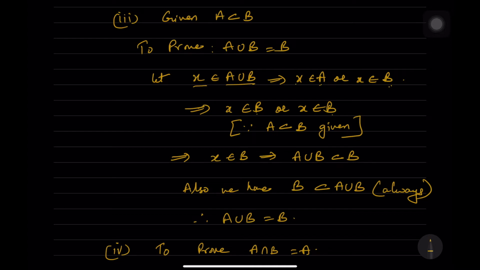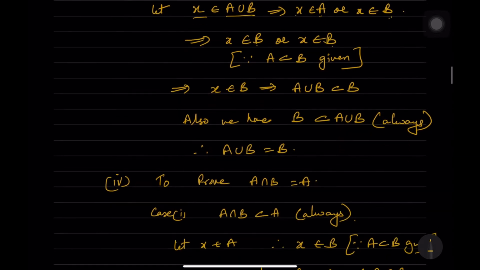Okay, because we have taken that here A is the subset of B. So therefore A union B is the subset of B, we got. Also we have B is the subset of A union B. So always this will happen. Therefore A union B is equal to B.